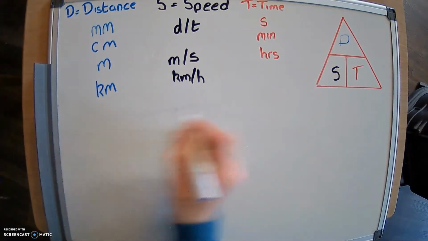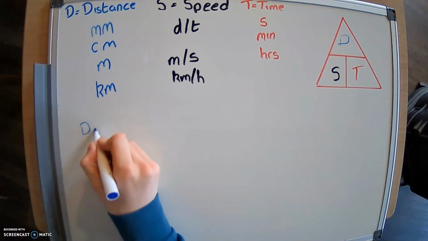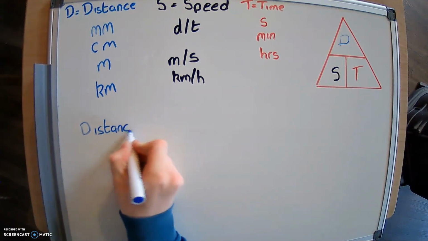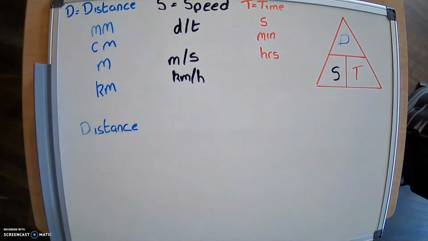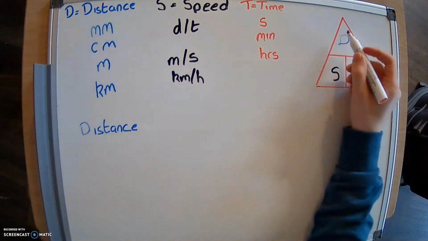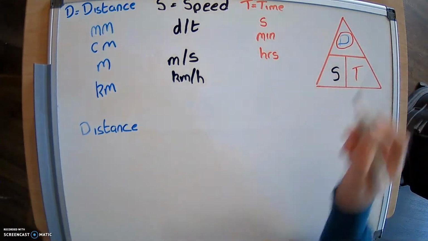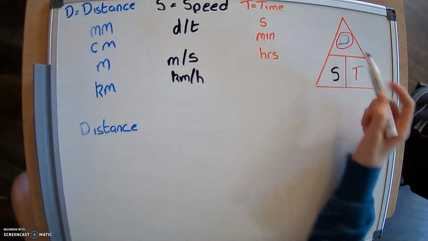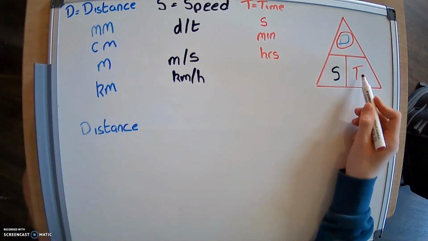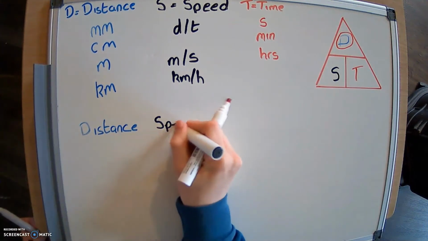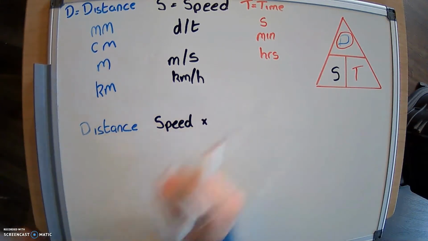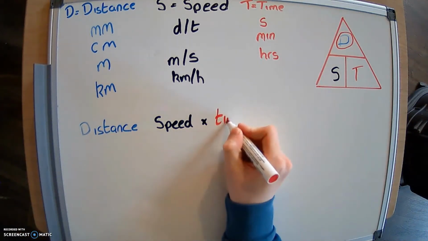So now I'm going to tell you how to use it. First of all, we're going to get the distance. In a question, you are always going to get 2 out of the 3 components of this triangle. So if you're given the speed and the time, you will have to get the distance. So we are going to circle distance. We know the distance is equal to speed multiplied by time.